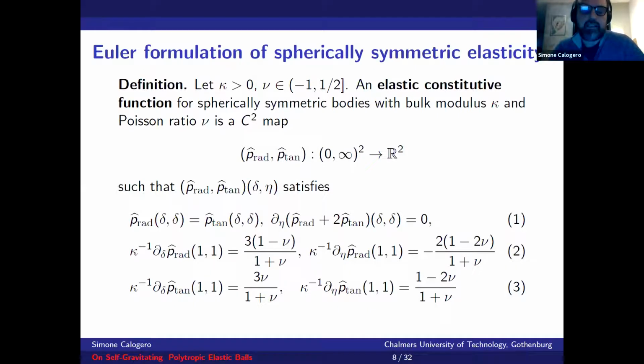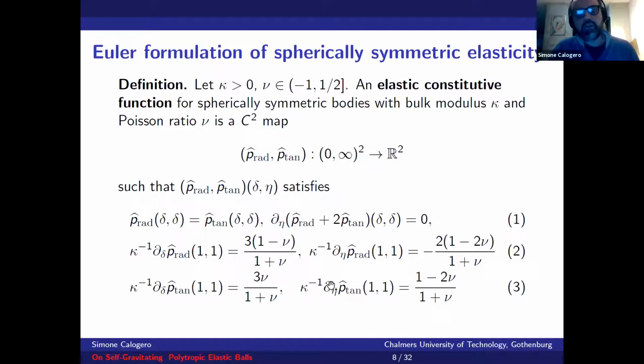One way you can interpret this equation 1 is that it's a regularity condition on the center of the ball when you apply this constitutive function to a ball. Because for instance, I showed at the beginning that one of the conditions, the regularity condition for a ball of matter, whatever is the material, is that the radial and the tangential pressure should be equal at the center. And while these 2 equations here, 2 and 3, are conditioned on the derivative of the radial and tangential pressure evaluated in delta equal eta equal 1. So what is the meaning of this?